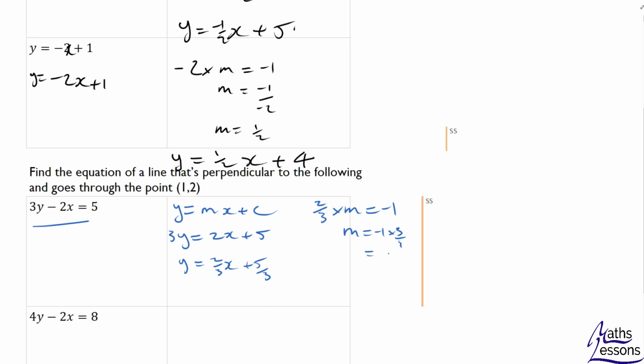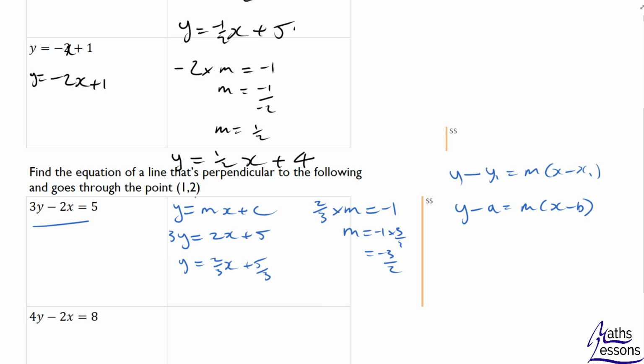So our new gradient is going to be -3/2. Now we're going to use the version of the formula y minus a equals m(x minus b). Some of you may have seen in textbooks y minus y1 equals m(x minus x1). I avoid that for low ability students because the ones tend to upset them. They tend to get confused a lot by having two y's and two x's. But it's actually easier to help you remember that you always take the y value away from the y and the x value away from the x.